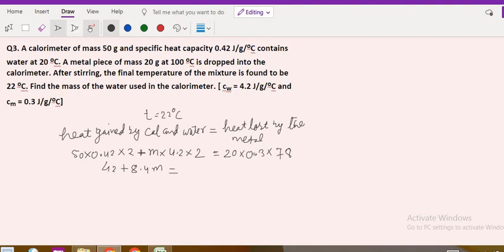If I solve this, it would be 468. So you solve it. Bring this 42 here and this m. If you solve it, the answer would be 50.71 something gram. So this much is the mass of the water that was there in the calorimeter initially.